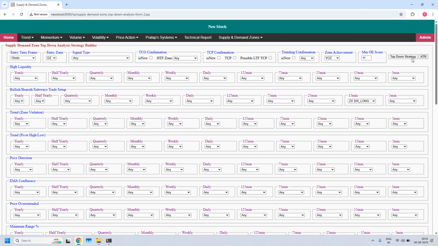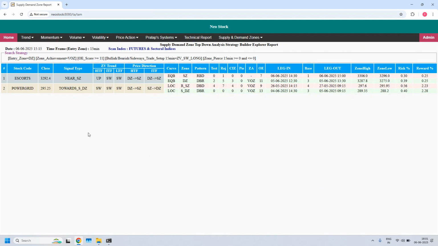With these filters, we got two stocks. Sideways long trade setup for daily income trade. Entry time frame zones are 15 minutes demand zone. See, the first one already tested 5 times.